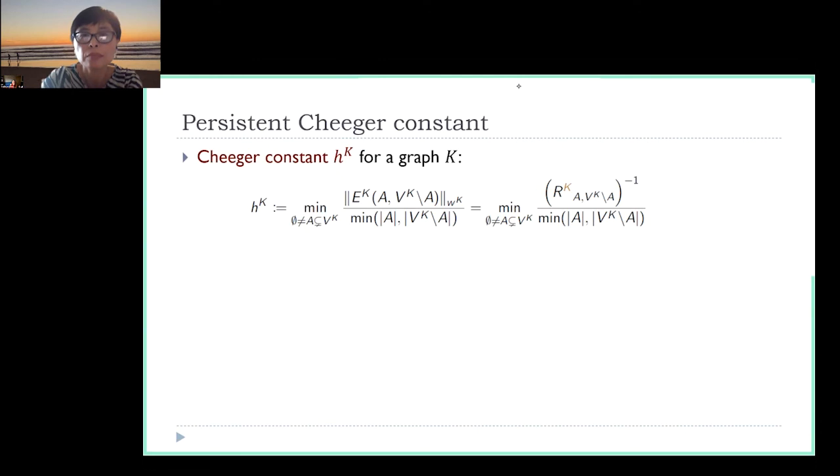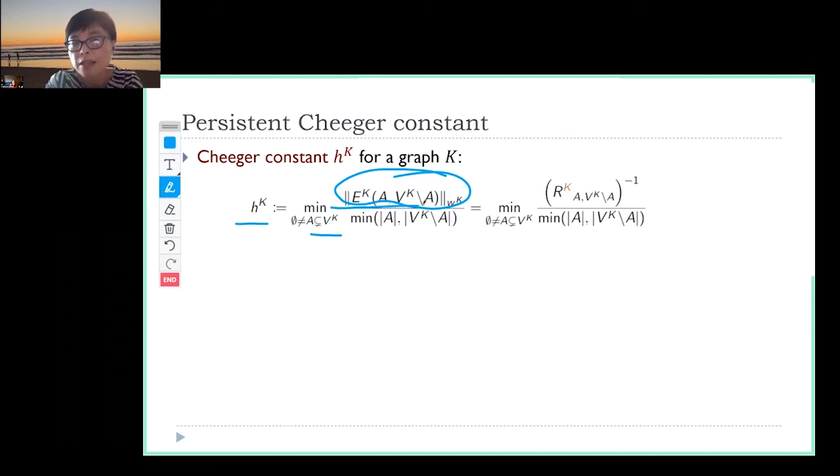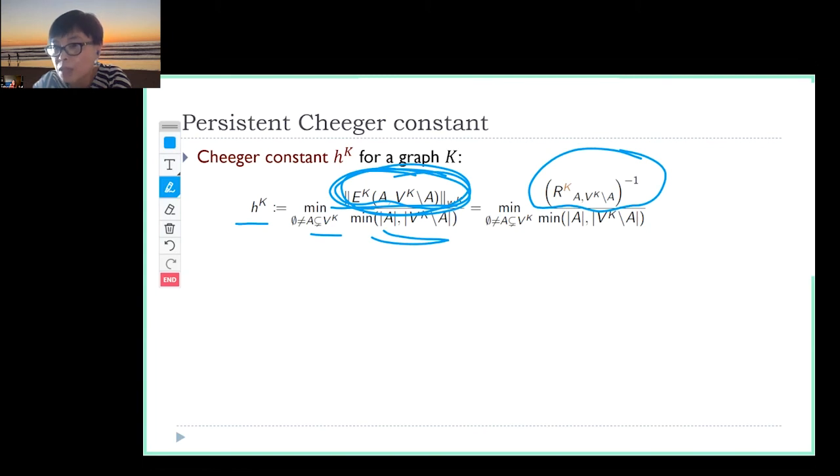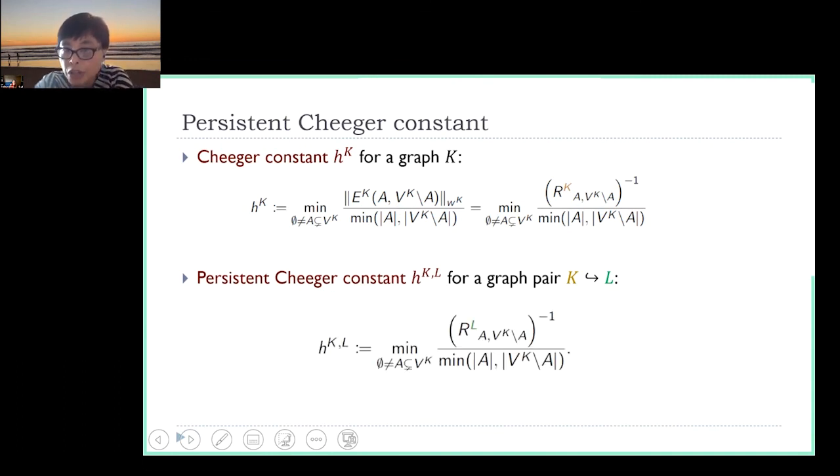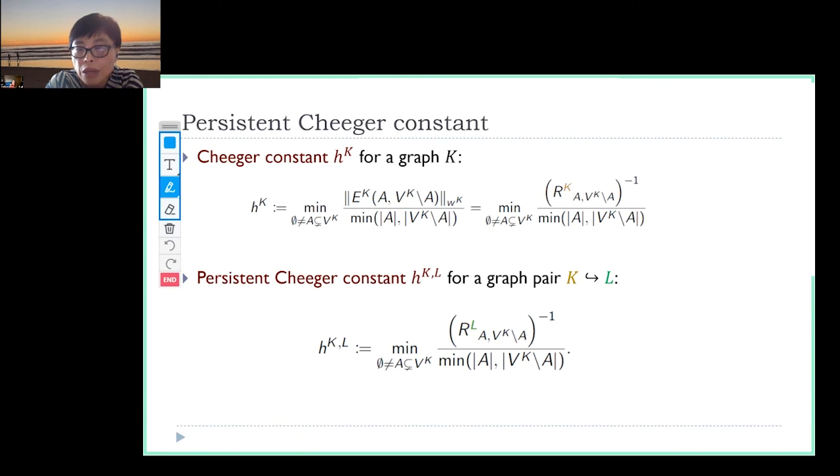In particular, the Cheeger constant is defined by looking at all the partitions of K, and then looking at the total weight of the crossing edges divided by the cardinality of these two sets. This total weight of crossing edges can be rewritten as the inverse of the effective resistance between the two sets. Now, we can simply define the persistent version of the Cheeger constant for a pair of graphs K to L by still looking at the set A and the complement of A in K, but taking the effective resistance in the bigger graph L, and then taking the inverse of that.